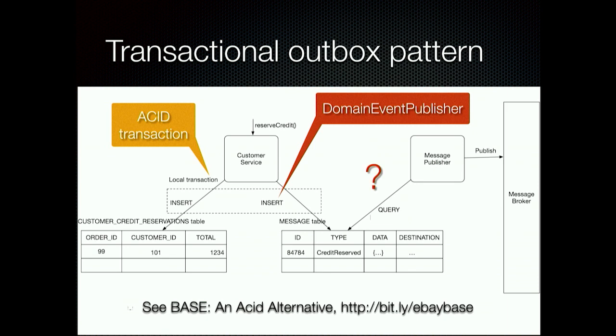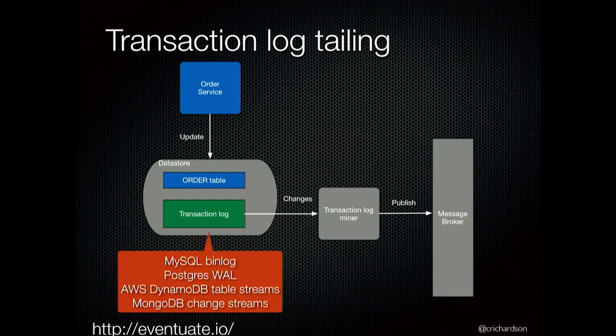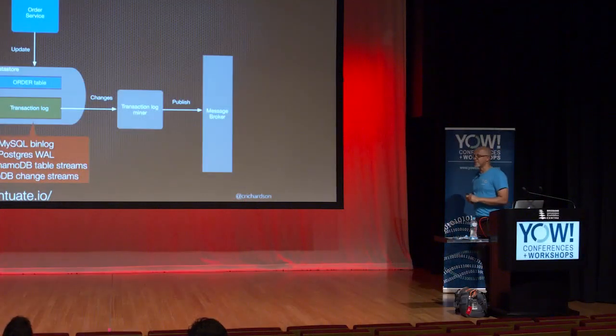The question you have is then how do you get the message out of the outbox, the message table, to the message broker? The preferred way is to tail the database transaction log or commit log. Every committed change, by definition, ends up in the transaction log. How you do that depends on the particular database: the MySQL binlog, the Postgres write-ahead log, and so on.